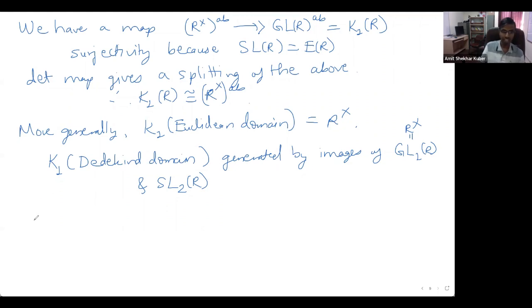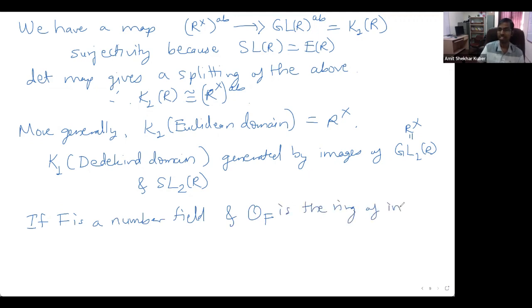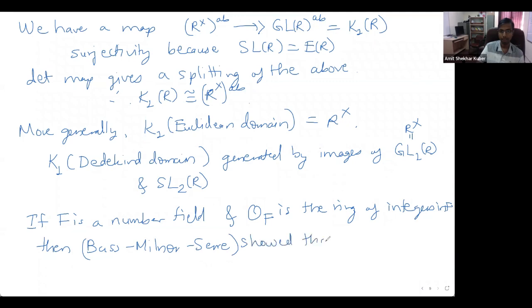In particular, if F is a number field, a finite extension of Q, and OF is the ring of integers in F, then Bass, Milnor, and Serre, a very celebrated result, shows that K1 of OF is OF cross.